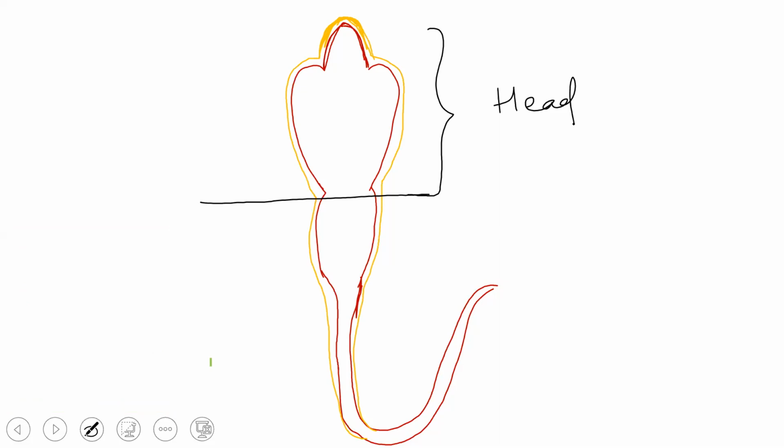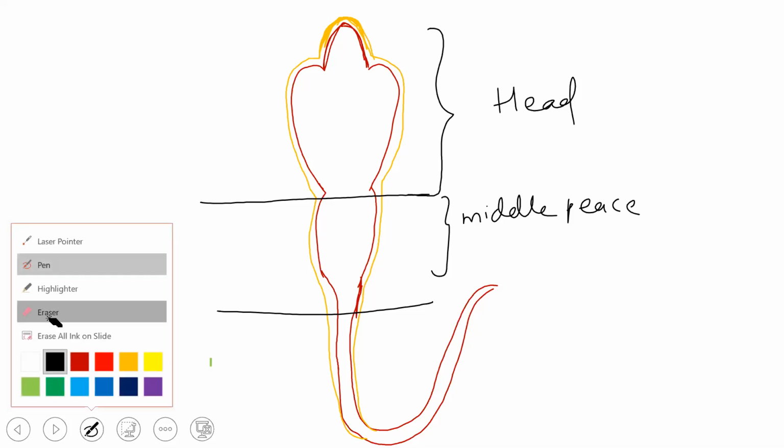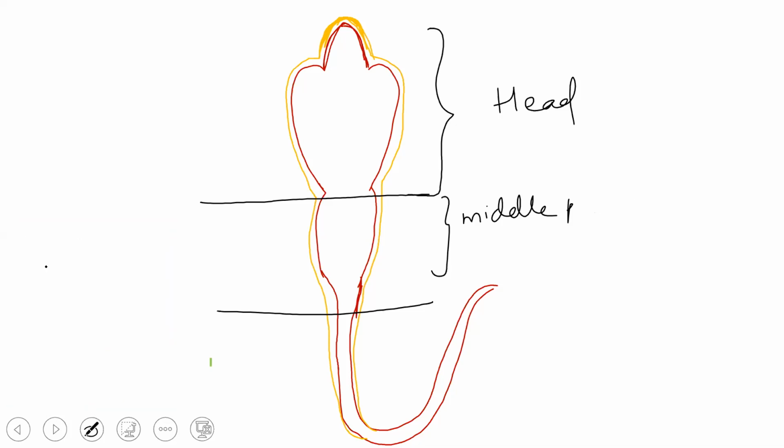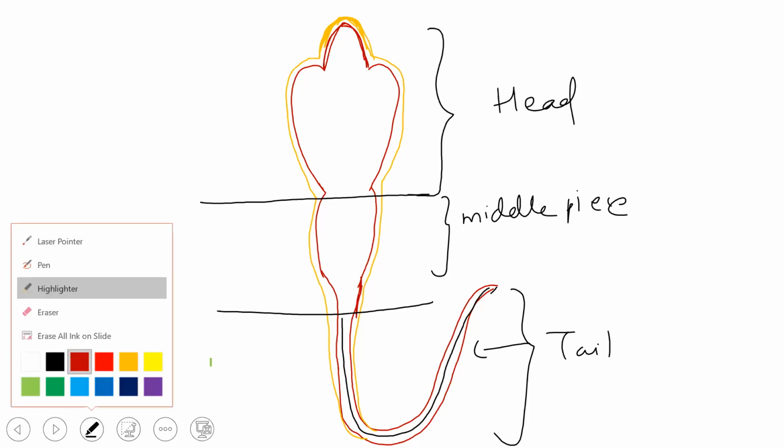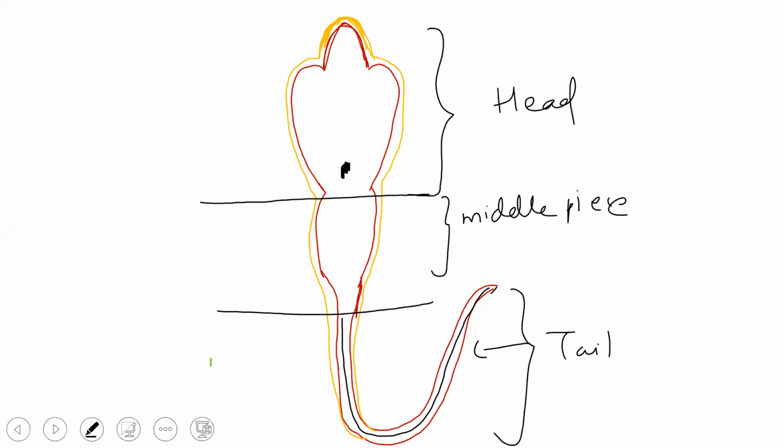Then this is the middle piece, what we call the middle piece. And then this is the tail part. Got it? Over here there will be two centrioles. These are two centrioles, I'm putting the dot over here.